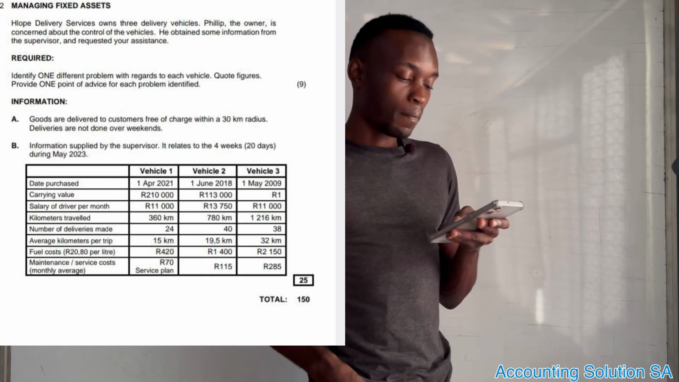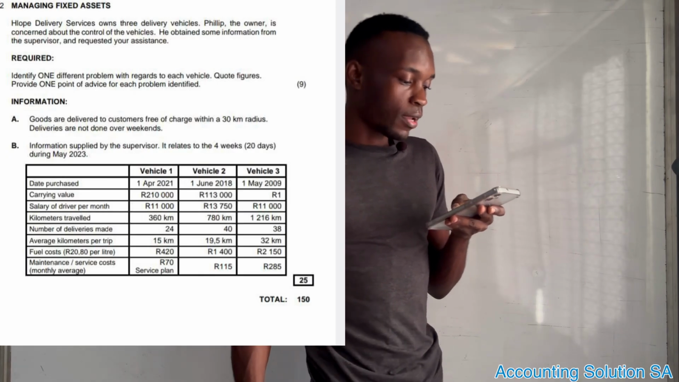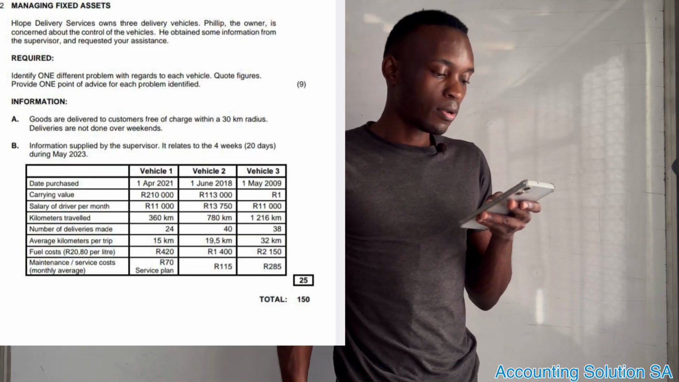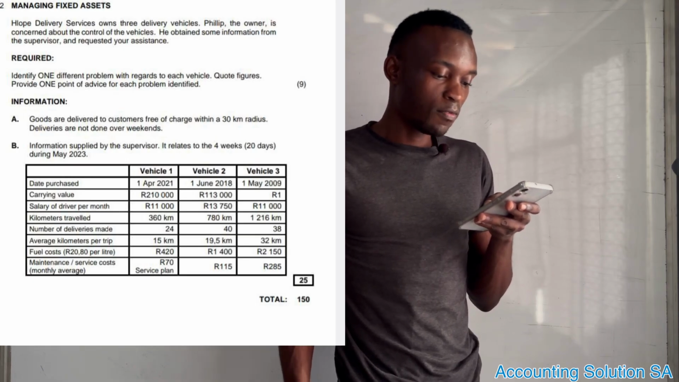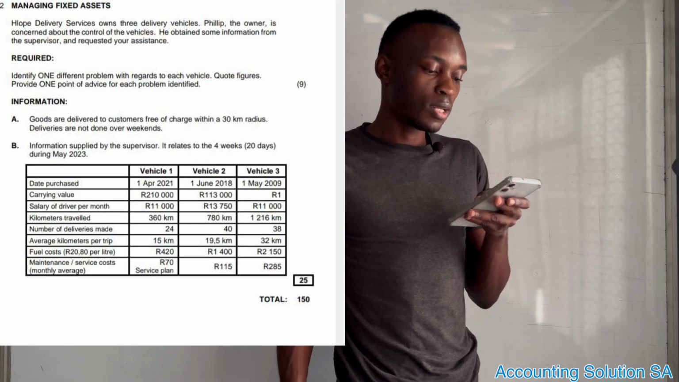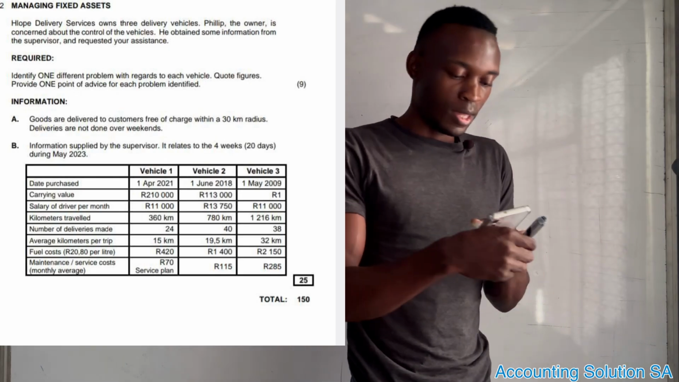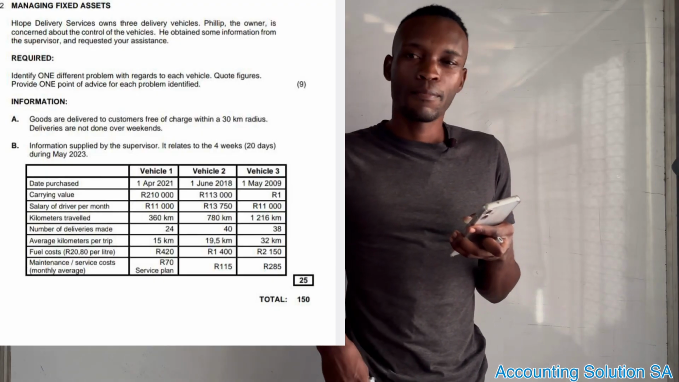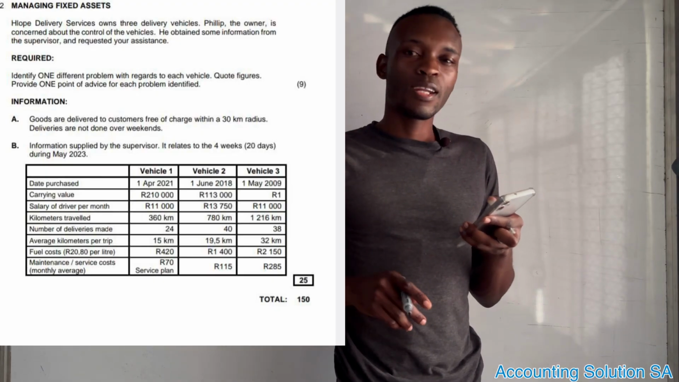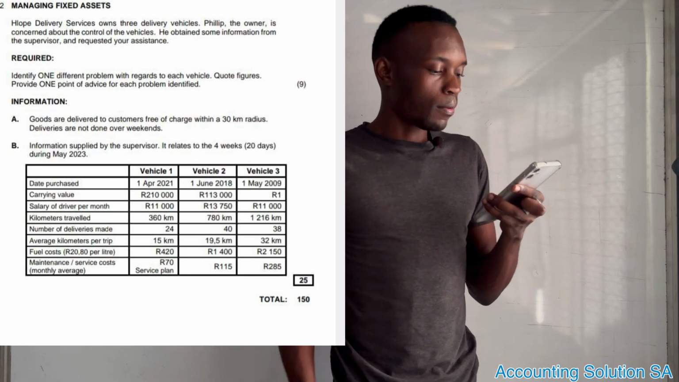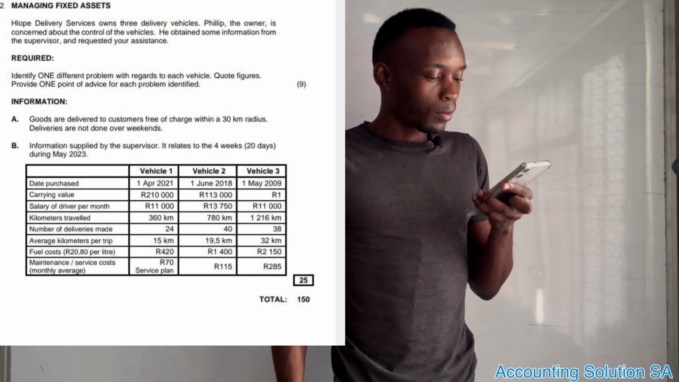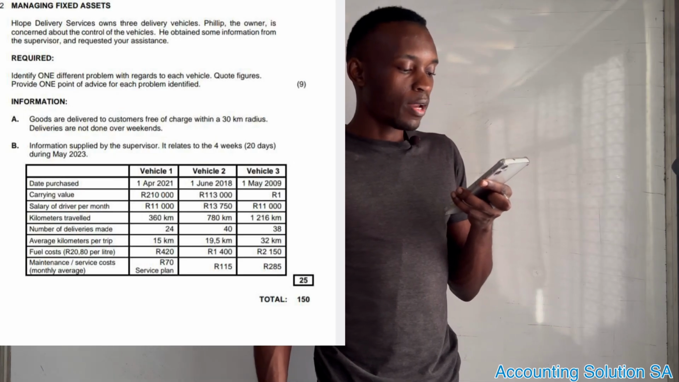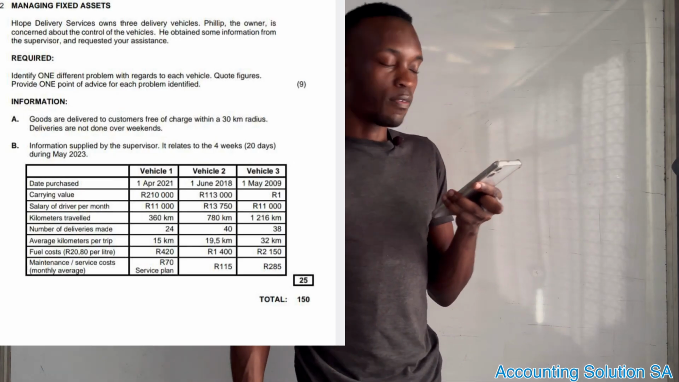Managing fixed assets. Shompo Delivery owns 3 delivery vehicles, and Philip, the owner, is concerned about the control of the vehicles, and he obtained some information from the supervisor and requested your assistance. Then he said identify one problem. They say problem. A problem is a problem. Don't identify good things. And quote the figures and provide 1 point of advice for each problem that you have identified.